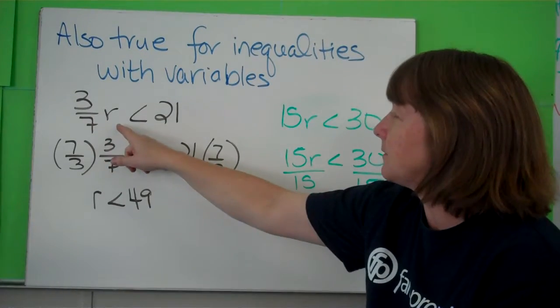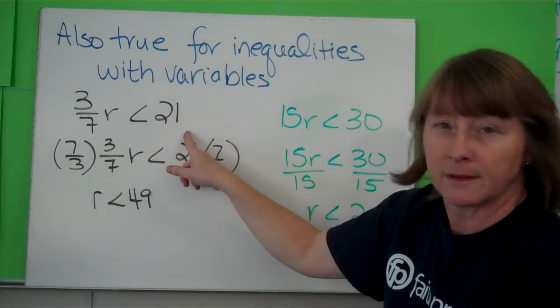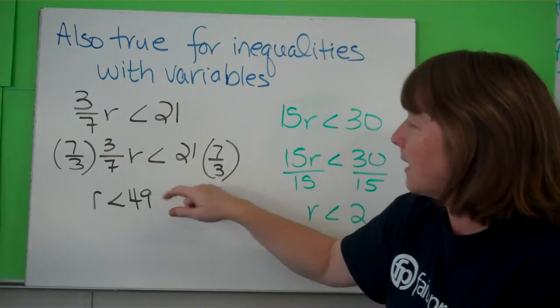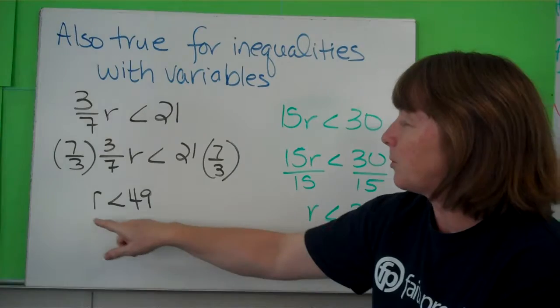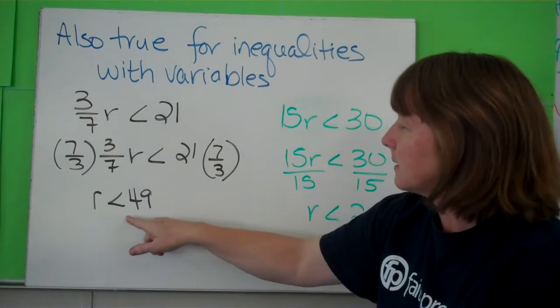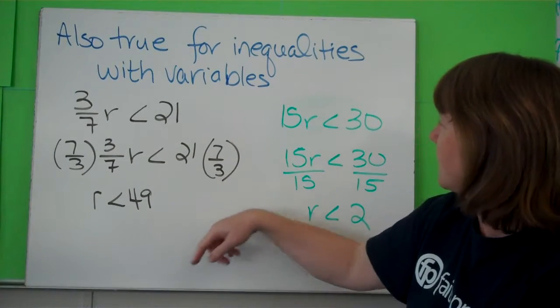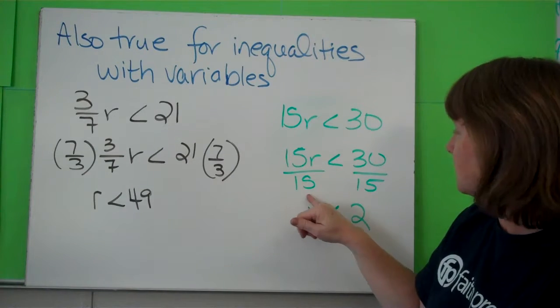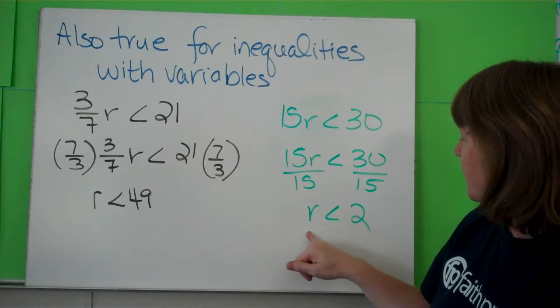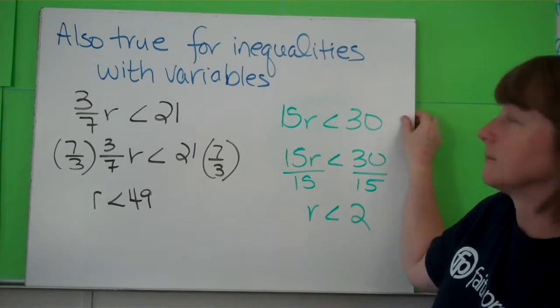We have 3/7 r is less than 21. If we multiply each side by the reciprocal, 7 over 3, we end up with 1r, or just r, is less than 49. We have 15r is less than 30. If we divide each side by 15, we end up with r is less than 2.